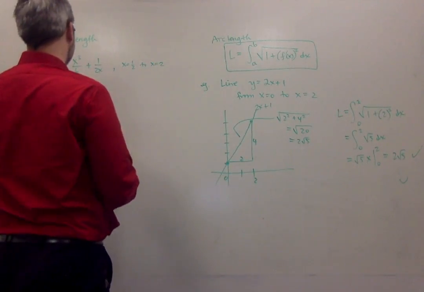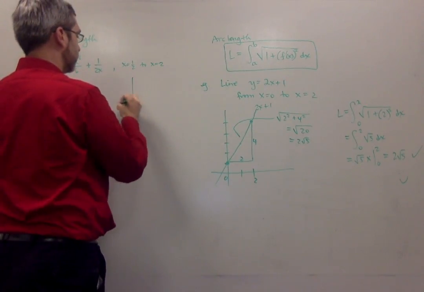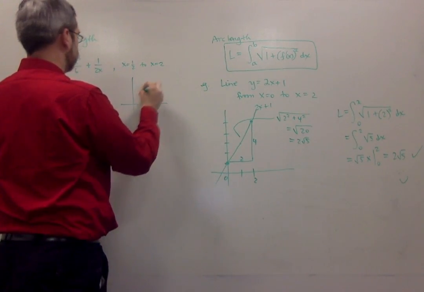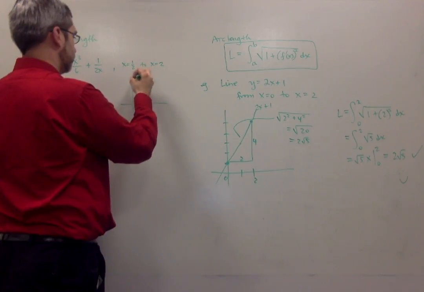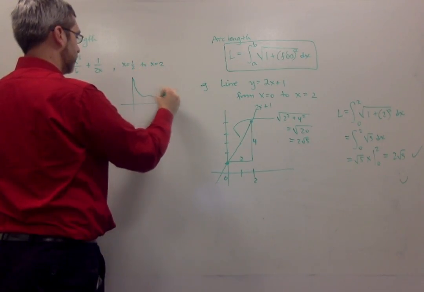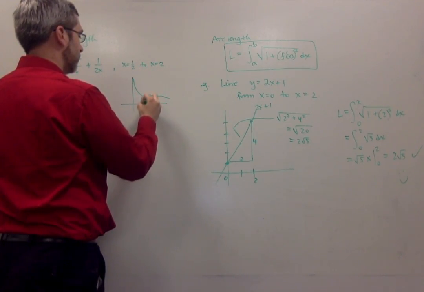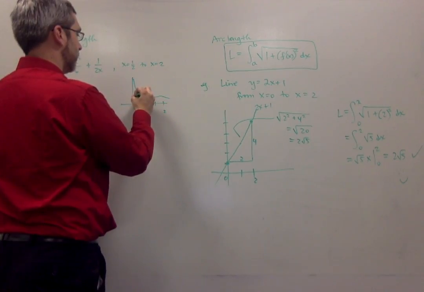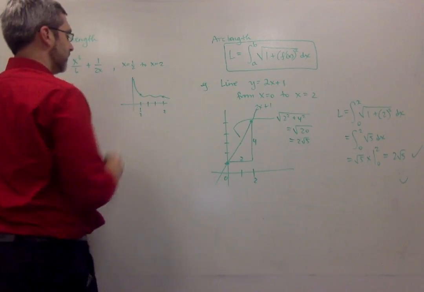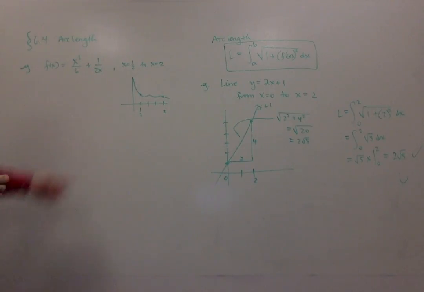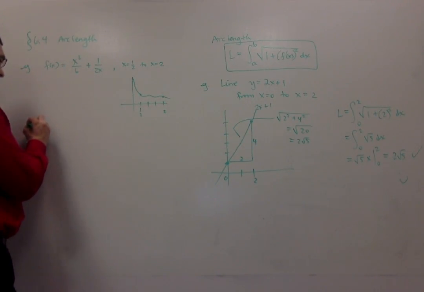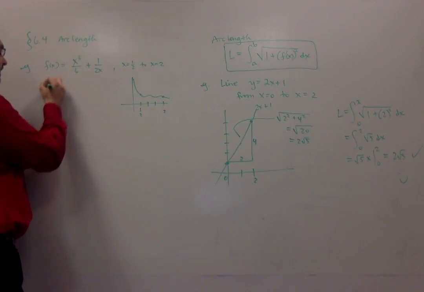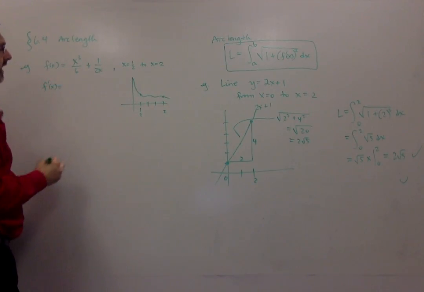So I want to know the length of this curve, which I don't know what it looks like, but maybe it's something like that, from 1/2 to 2. And I want the length of that curve from 1/2 to 2. You can see it blows up at x equals 0. Okay, so in order to do the length, we're going to need the derivative. So let's go ahead and do that now.